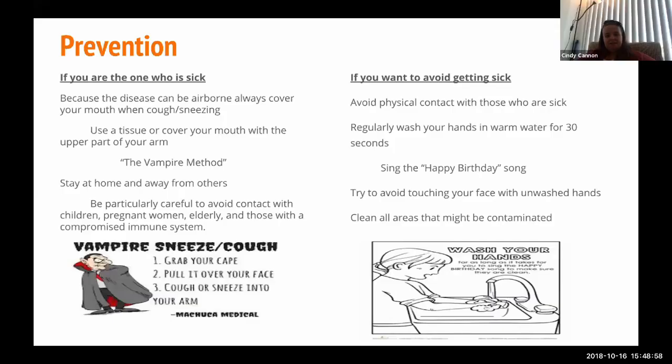Hi, I'm Cindy, and I'm going to be doing the section on prevention and treatment. So we're just going to start with prevention. I've divided it into 2 parts: when you're the one who's sick, and when you're the one who wants to avoid getting sick.